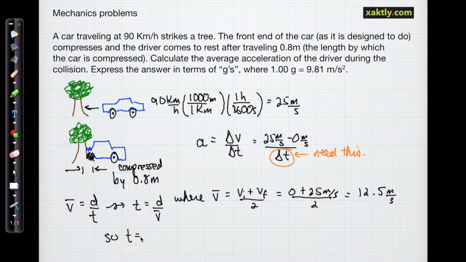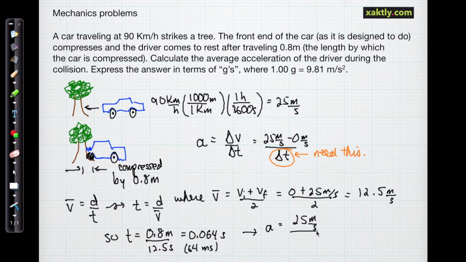Now if I just plug that in, I'll have a distance of 0.8 meters divided by an average velocity of 12.5 meters per second, and that gives us a time of 0.064 seconds, about 64 milliseconds, pretty short time. So now I can calculate that acceleration. It's equal to 25 meters per second divided by 0.064, or it is 391 meters per second squared.